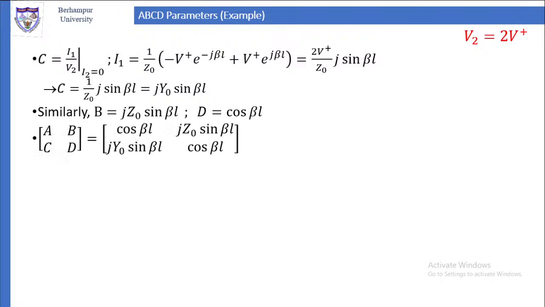So ABCD parameter for a section of transmission line with characteristic impedance Z0, length L, propagation constant, phase constant β. ABCD are A is equal to cos βL, B is equal to j Z0 sin βL, C is equal to j Y0 sin βL, D is equal to cos βL.